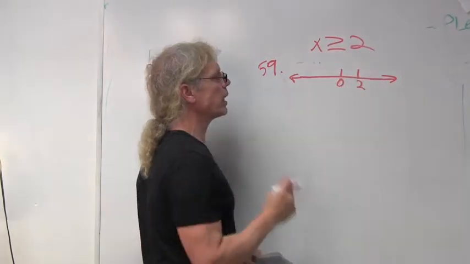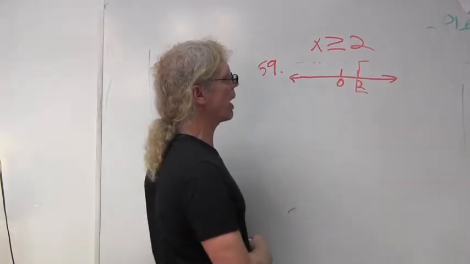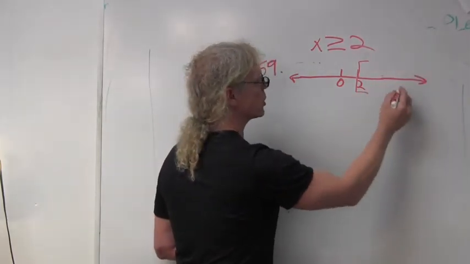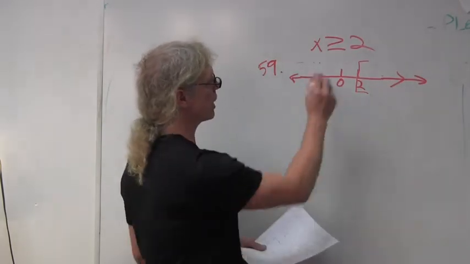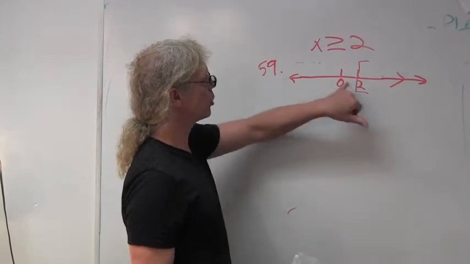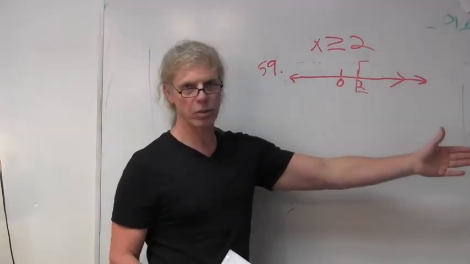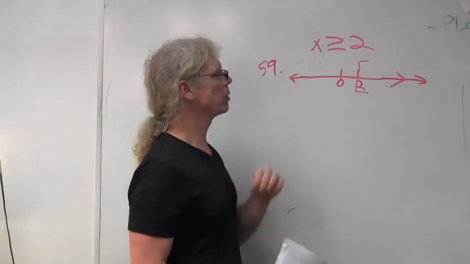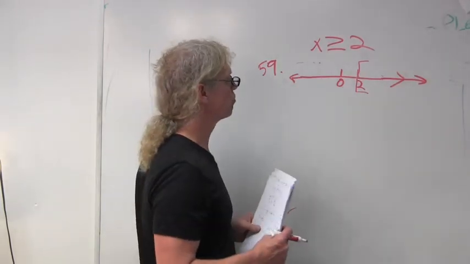Now greater than or equal to 2, I'm going to put a bracket going that way because I know I'm going in a positive direction, greater than. So that would be the graph. That tells me I should be able to read that graph. The bracket will tell me that 2 is part of the solution, and any number greater than 2 through infinity could replace x.